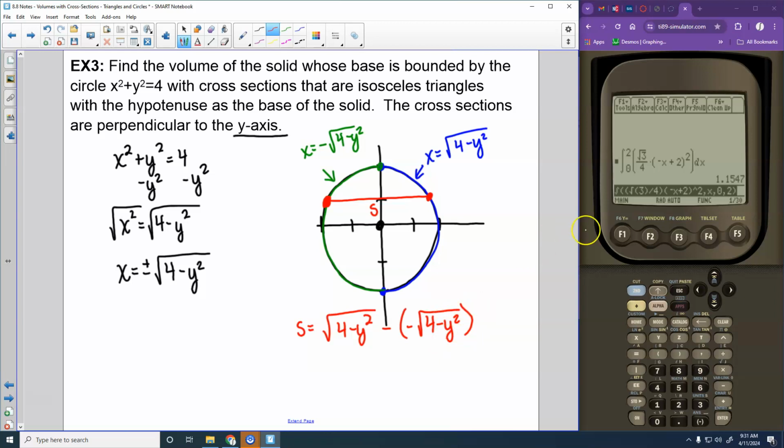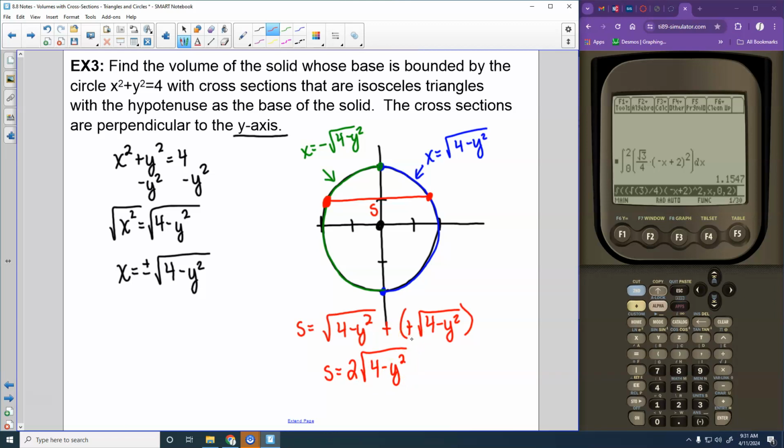All right, so the right side is the square root of 4 minus y squared. The left side is negative the square root of 4 minus y squared, and we're subtracting those. The double negative becomes a plus. What is the square root of 4 minus y squared plus the square root of 4 minus y squared? Yes. So it'll be easier if we just do this. That is our s value.